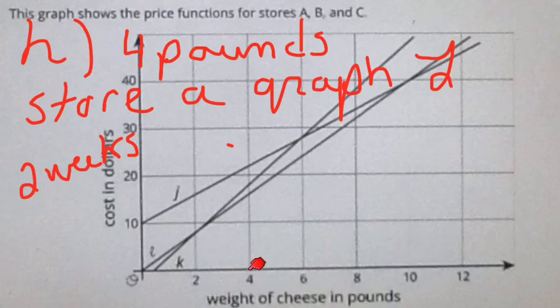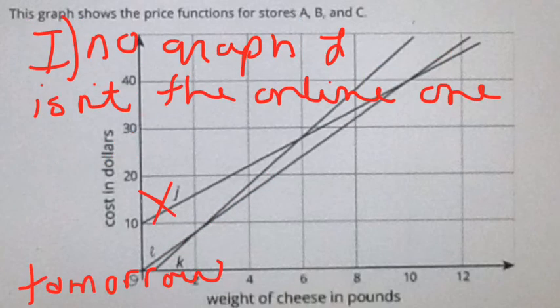So if you go to 4, that's your input. Here, the output is the less money. I'd say it's about $16, and so that's going to be store A or graph L. And then if you don't have any wait time, you need the cheese tomorrow, should you change what store you're buying from? I said no, because this store L starts at 0 pounds of cheese, you pay $0, and it's still the cheapest, so it's not the online one, so it's still the same store that you're going to buy your cheese from, even if you need it tomorrow.